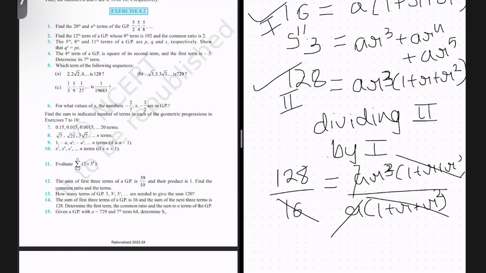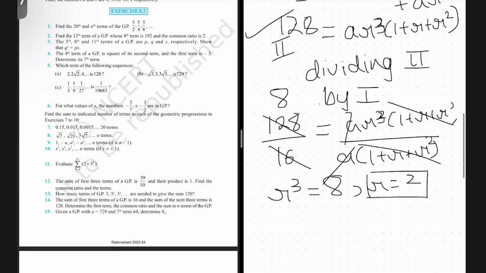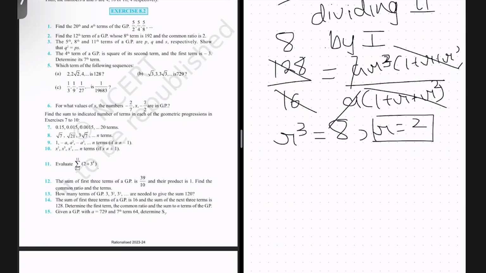128 divided by 16 goes 8 times. So r cube is nothing but 8, right? And when you solve for r, the final value that you get is 2, right? So r has been given to you now as 2. Now you just need to solve for a.